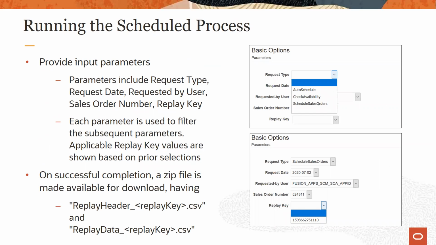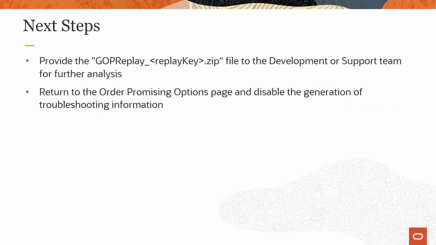Once this job is submitted, it will create a zip file which can then be downloaded into the local machine, and this zip file can then be provided to the product support team or the development team for further analysis. And as a final step, you need to return to the order promising options page and switch off the troubleshooting framework parameters so that normal promising of orders can resume.